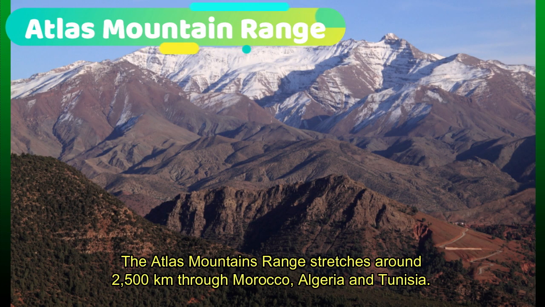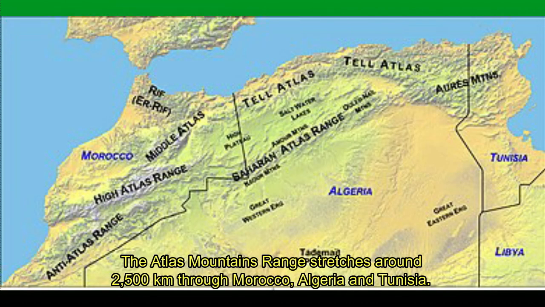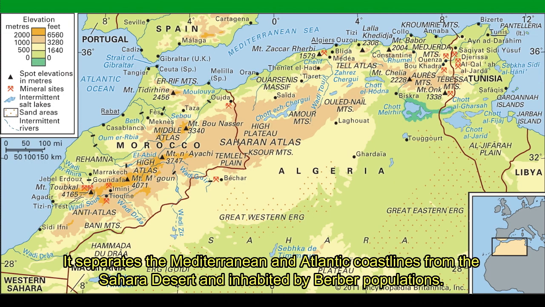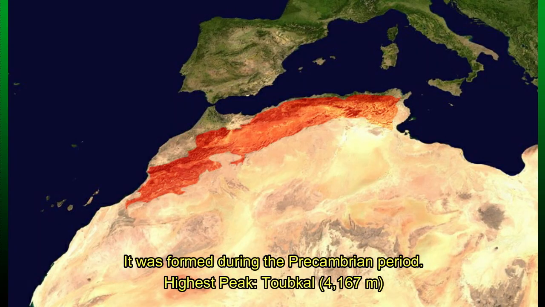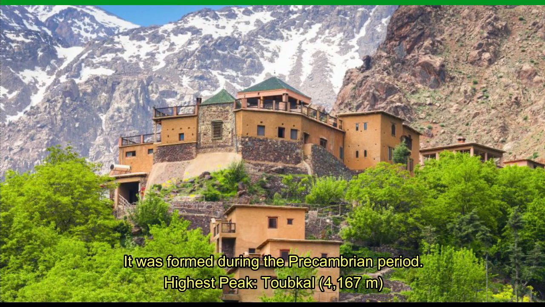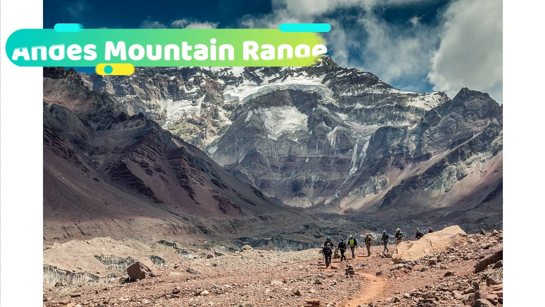The Atlas Mountain Range stretches around 2,500 kilometers through Morocco, Algeria, and Tunisia. It separates the Mediterranean and Atlantic coastline from the Sahara Desert and is inhabited by Berber populations. It was formed during the Precambrian period. Its highest peak is Toubkal, 4,167 meters. The Andes or Andean Mountain Range.